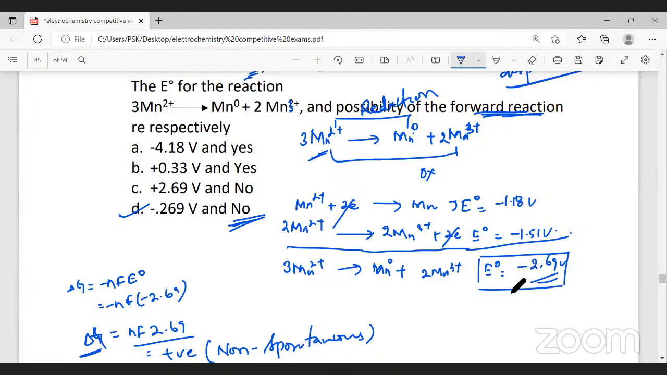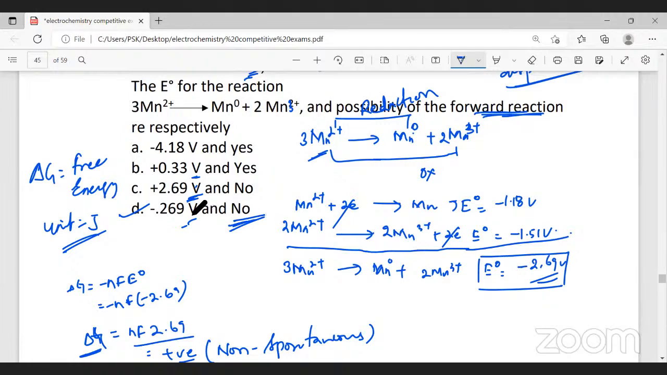E naught is negative only. Delta G is positive. Free energy, delta G is in joules. But you can see they've given you here in volts. So that means they've given you electrode potential value. Don't get confused. Free energy will have the unit in joules. Energy, the unit is in joules. Here you can see they have given E naught values in volts. So E naught, what we calculated here, has a minus sign.